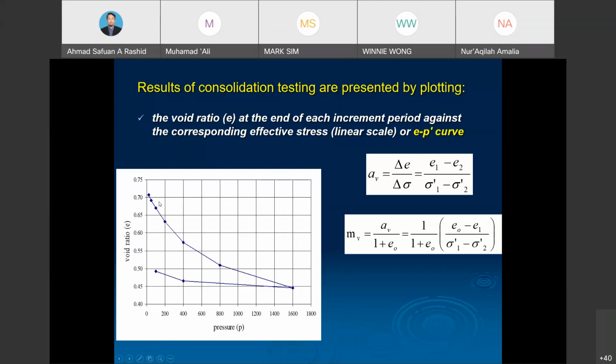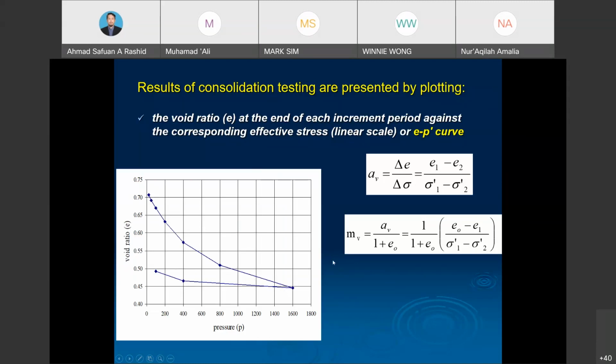For example, in this case, the loads applied on the soil, I guess, start at around 12.5. Oh, sorry, it is around 25. Then it is increased to 50, 100, 200, 400, then 800, 1600, and decreased to 400 and reduced to 100. So this is the plot.